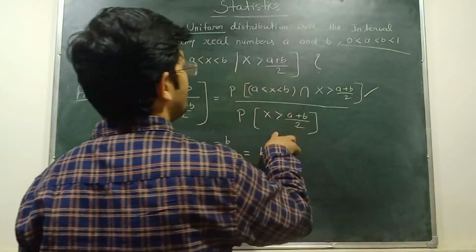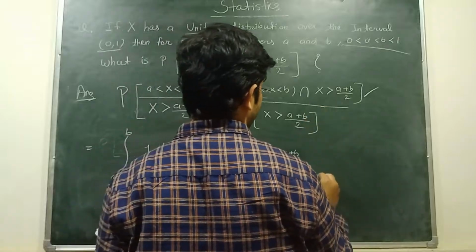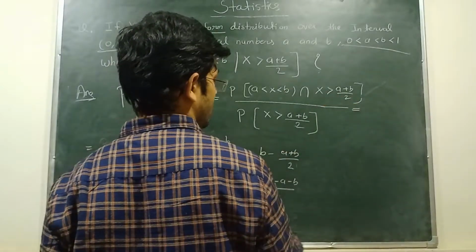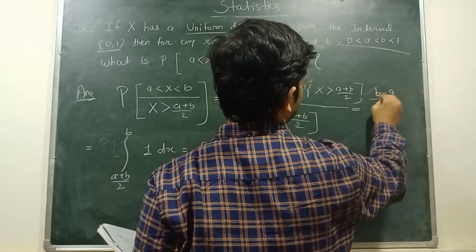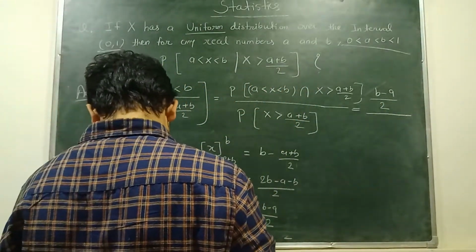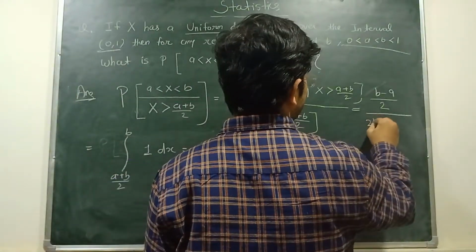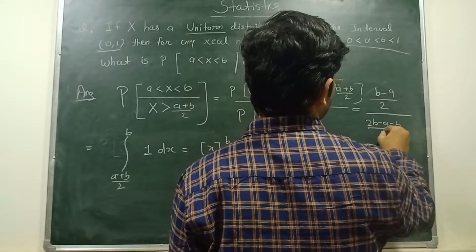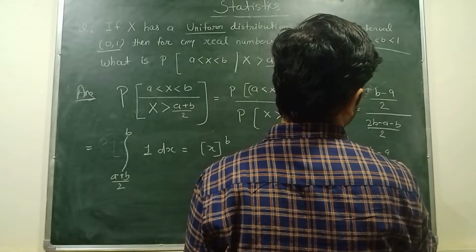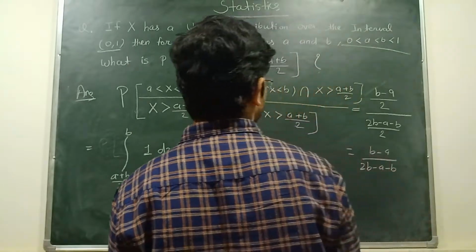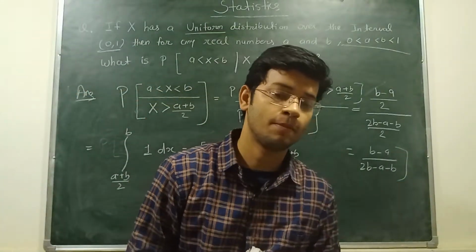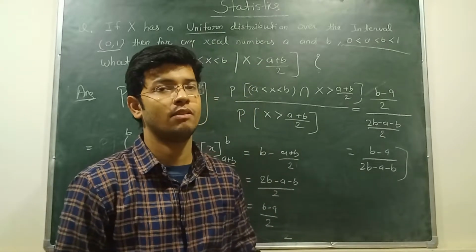Now we put these values in place of this. Our value is (b minus a) divided by 2, and this value is (2 minus a minus b) divided by 2. So it becomes (b minus a) upon (2 minus a minus b). So the last answer is (b minus a) divided by (2 minus a minus b). This is the answer of this question.